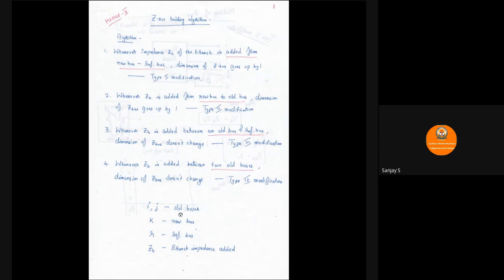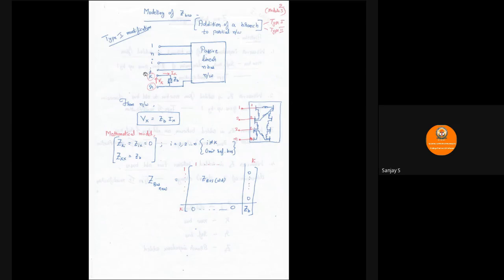So the notations that we have considered are I and J old, K is new, R is reference. So here I and J are old, K is new and R is reference. So we are adding ZB, as you can see here, between K and R, which is between new and reference. So the potential difference between K and R is Vk, current flowing through ZB is Ik.